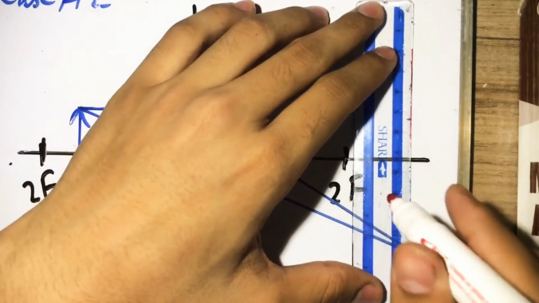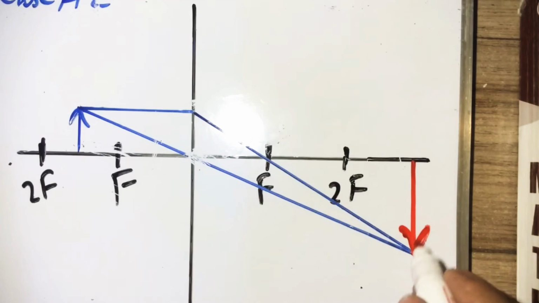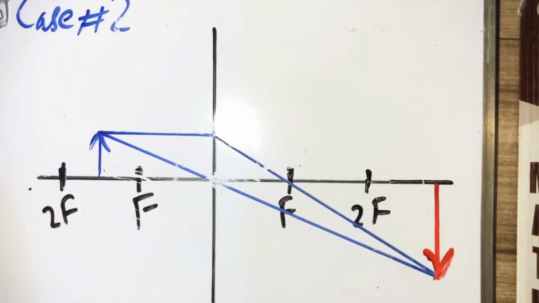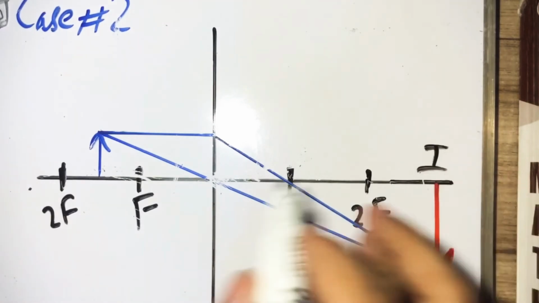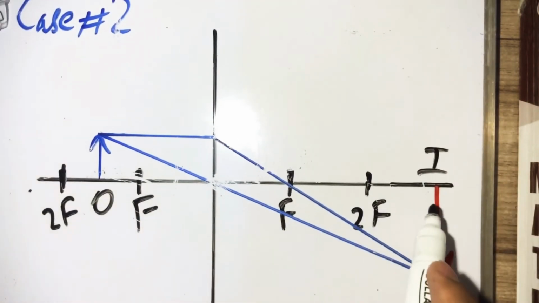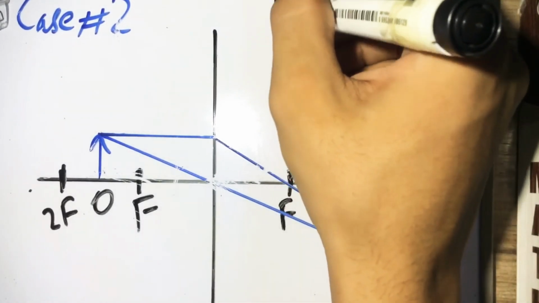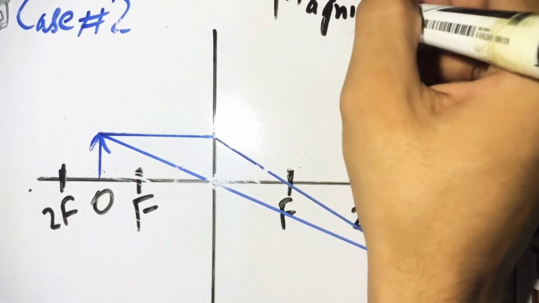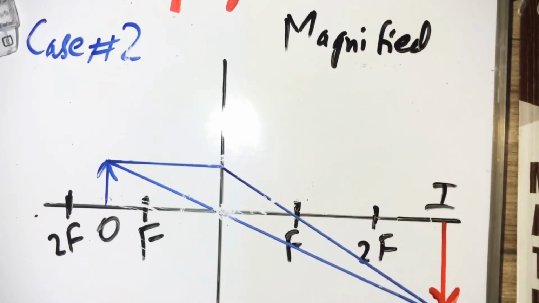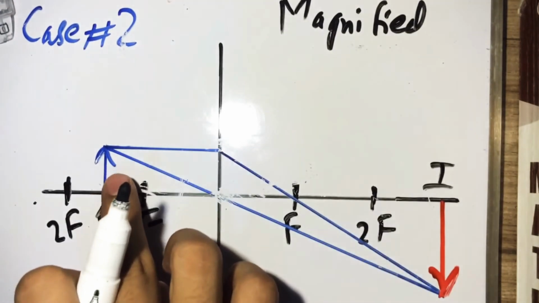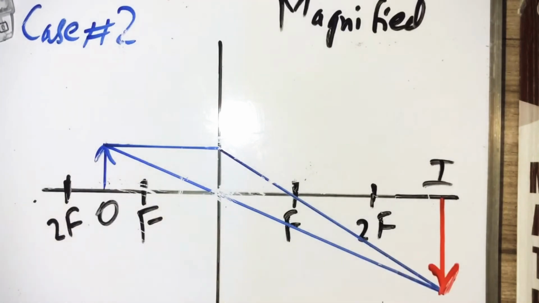Now this is the object. Now the features of this image: this is the image and this is the object. Firstly, we can see that this image is magnified. Secondly, this image is upright and this is inverted.